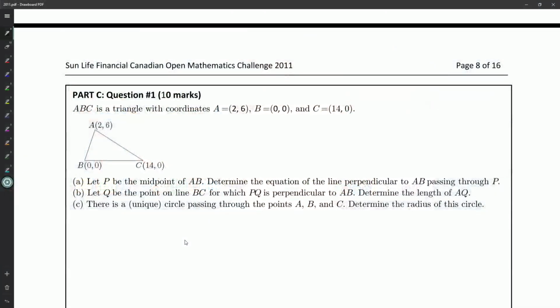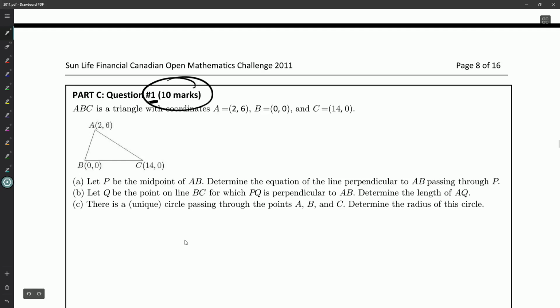We're going to be starting part C of the contest, the last 4 questions. These should be the hardest ones. We'll be looking at C1 right now, worth 10 marks, so we want to do a good job. We want to show all our work, our justification, explain our reasoning, those sorts of things.